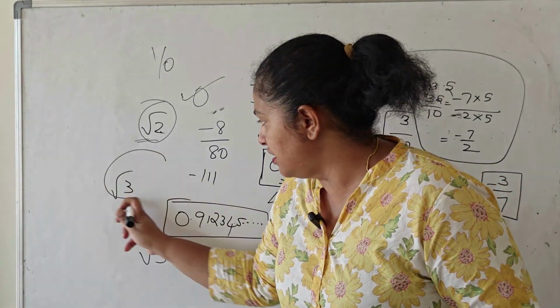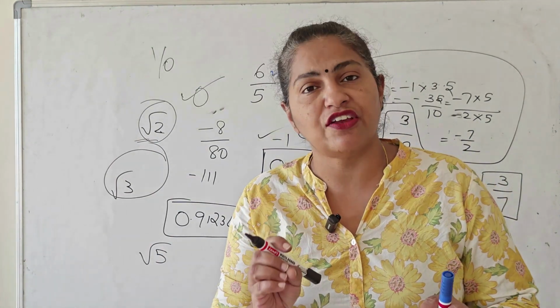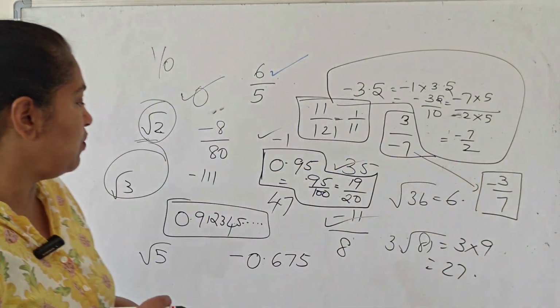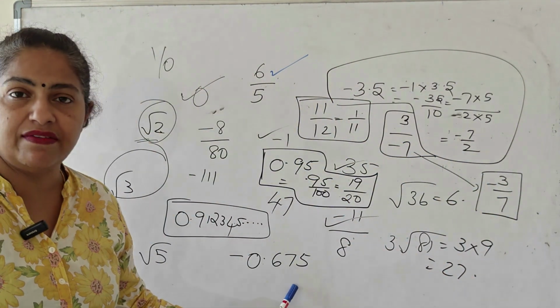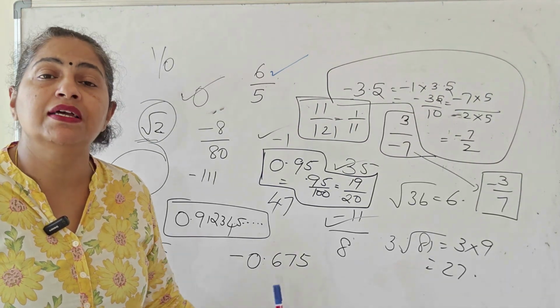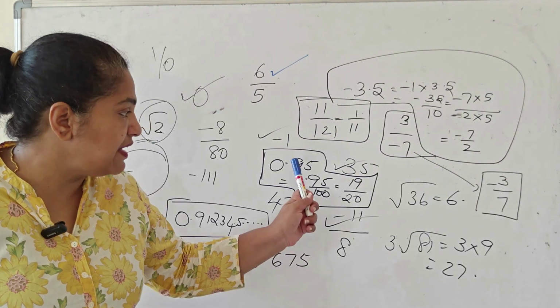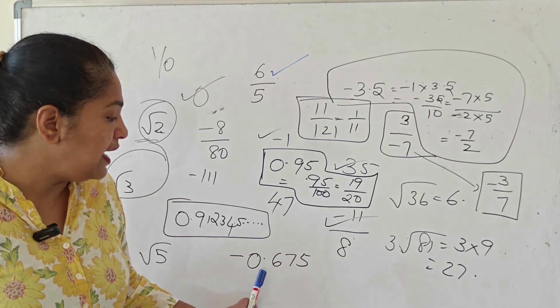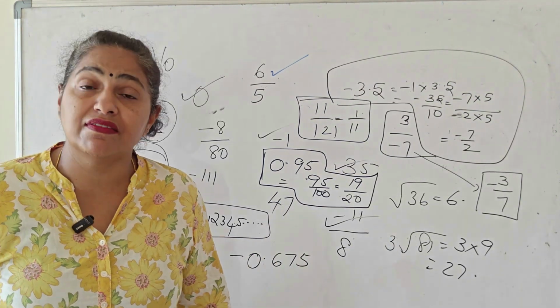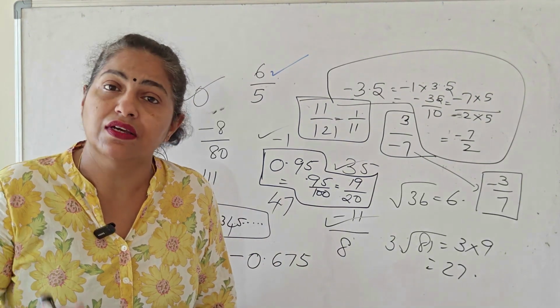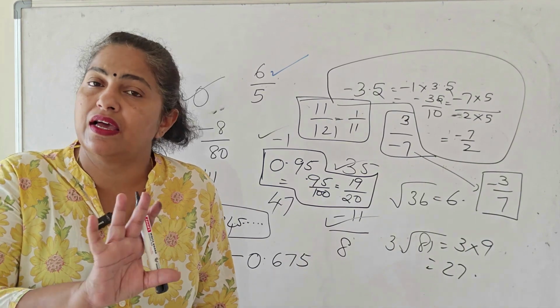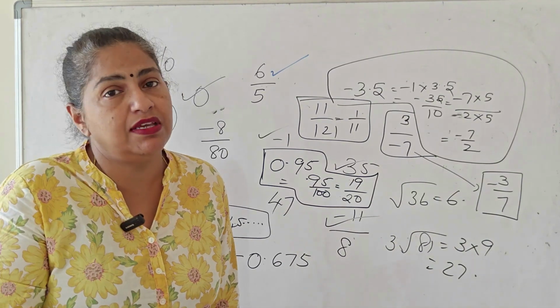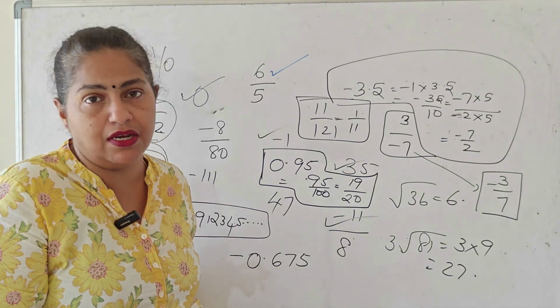Same logic, this is also not a rational number. Okay, now minus 0.675. It is a negative number. It is a decimal. Going by the same logic of 0.95, I can write this as 675 by 1000. Cancel out the common factors and put it in the standard form. I am leaving it to you to solve this particular number.